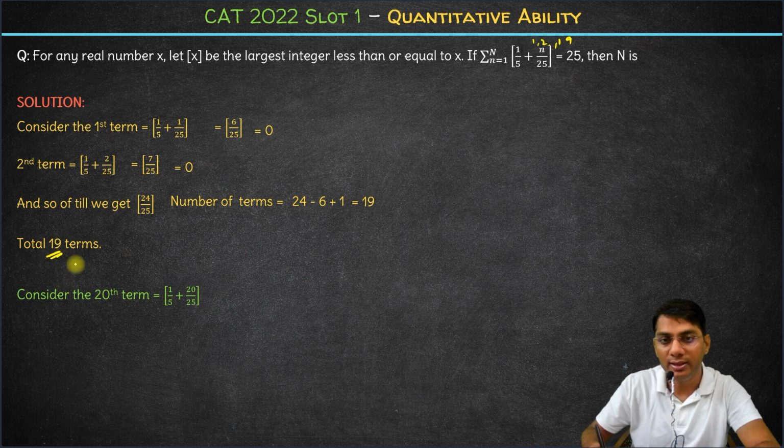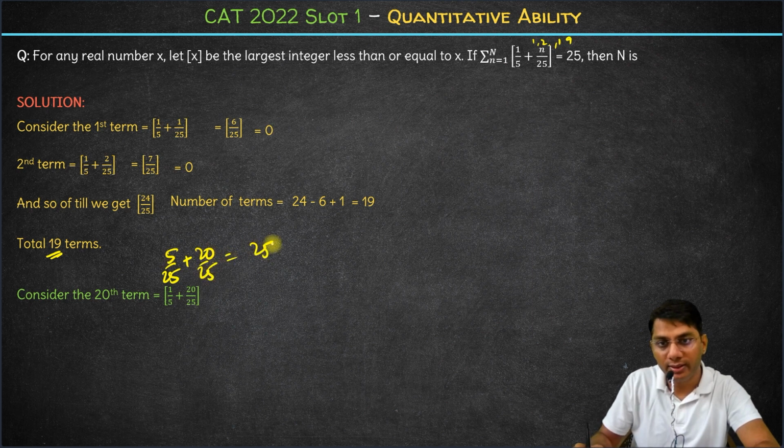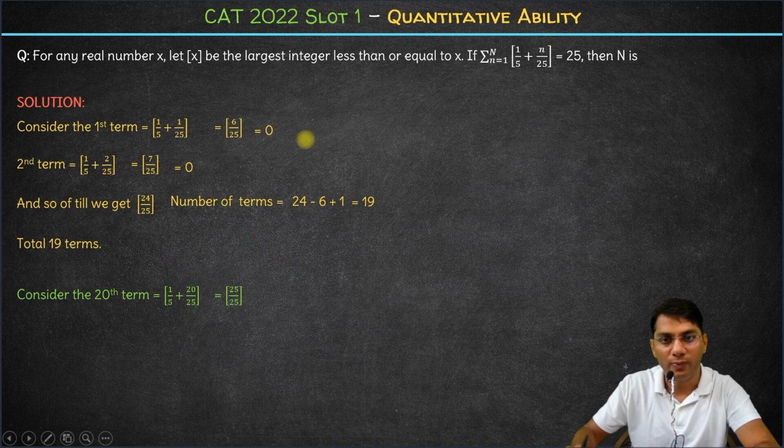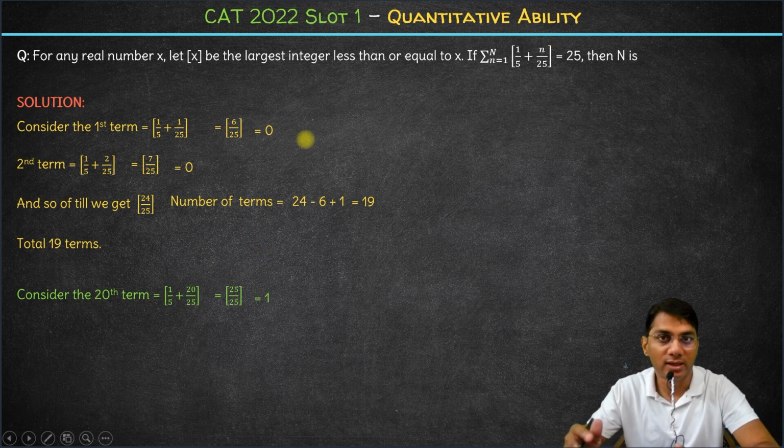19 terms are already done, so the next will be the 20th term. The 20th term will be 1 upon 5 plus 20 by 25. So 1 upon 5 is effectively 5 by 25 plus 20 by 25. Now 5 plus 20 is 25 by 25, and the square bracket of this, 25 by 25 is 1, and the square bracket of 1 will be equal to 1. Okay, so the first term which has a different value is the 20th term, which is 1.